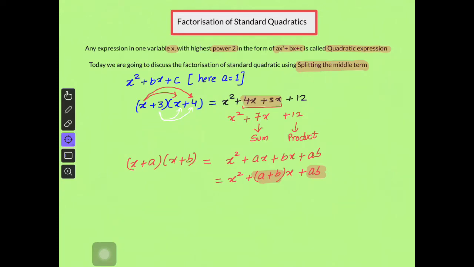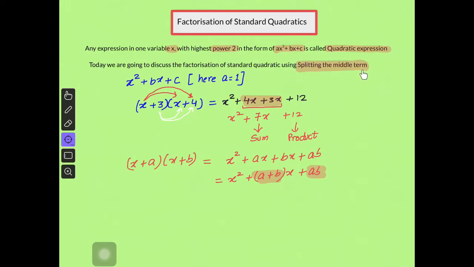Hi guys, this video is about factorization of standard quadratics. I have written the definition here: an expression in one variable x with the highest power 2, in the form of ax squared plus bx plus c, is called a quadratic expression. And today we are going to discuss the factorization of standard quadratics using a method called splitting the middle term.